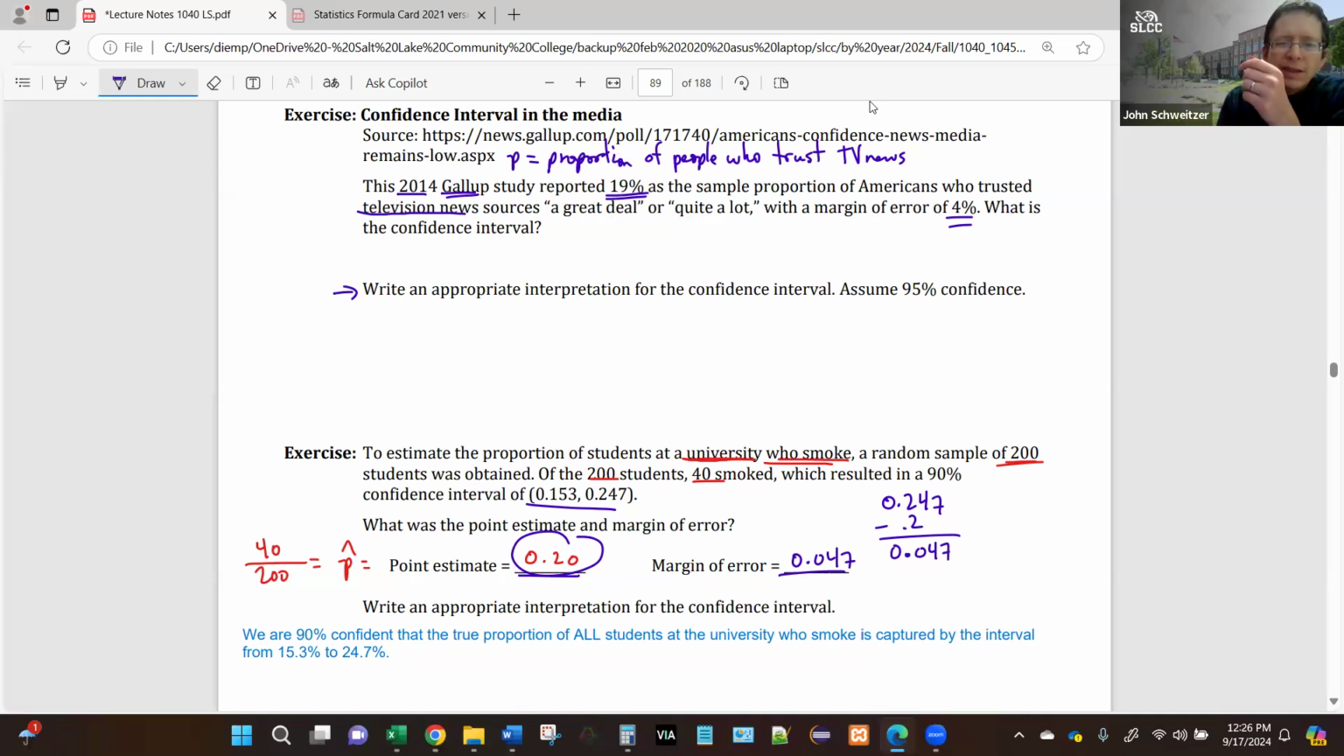It's a little bit different than the other ones that I've done, but it's the same idea. You're going to have p hat in the middle. You're going to add the margin of error on the right and subtract it on the left. So basically, it's going to be 19 plus or minus 4. Use that to calculate the two endpoints of the confidence interval. Then do that three-part interpretation for the confidence interval.